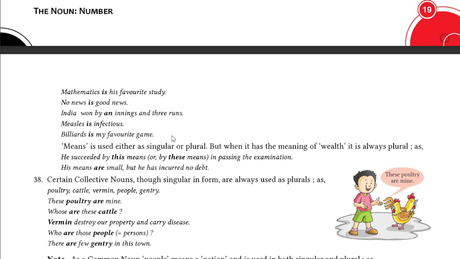Means is used as either singular or plural, but when it has the meaning of wealth, it is always used as plural. But when it means a method, it has a singular form as well as a plural form. But when it means wealth, it only has a plural form. He succeeded by this means, or he succeeded by these means in passing the examination. In this sentence, means is being used in the sense of a method or tact.